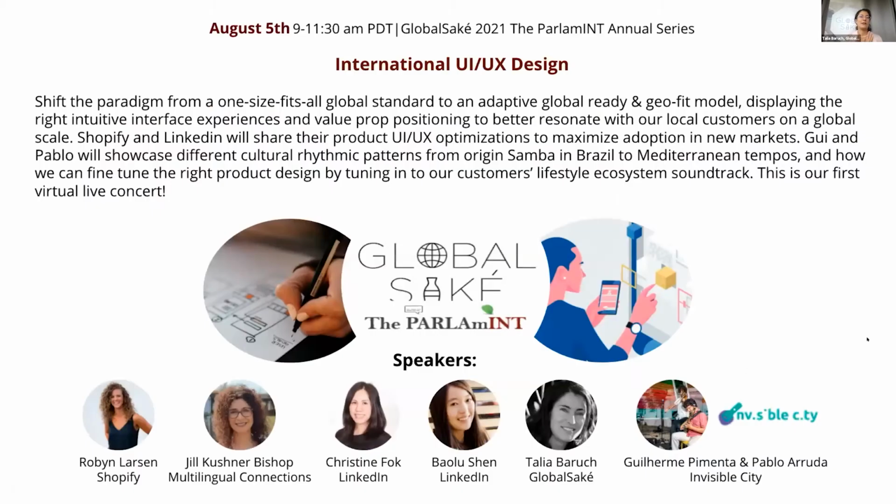Today's event is International UI/UX Design. We need to shift the mindset from a one-size-fits-all global standard. A lot of US-based companies apply a global standard approach and shift that to an adaptive, global-ready design. Right? So international UX design really means creating accessible, inclusive, intuitive product experiences rendered right by culture and region.